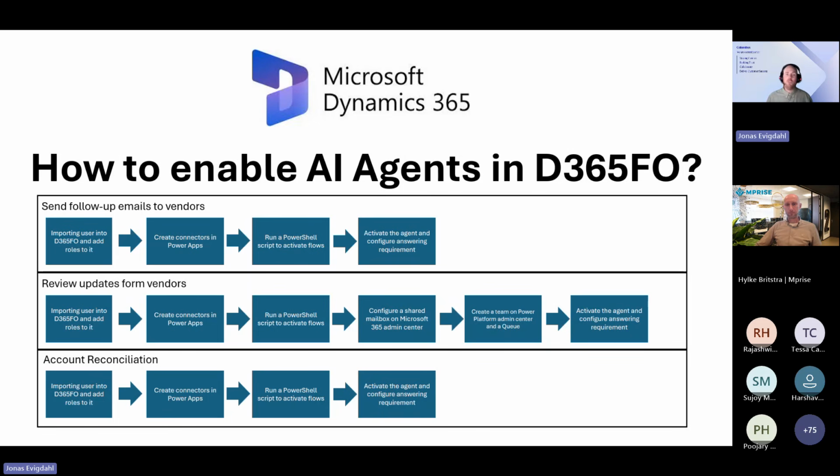If we're talking the review from vendor, we need to do a bit more here, because here we also need to have a shared mailbox that we can use and then create a queue which will copy the email into Dataverse for the agent to actually work with the emails that it will get. And then it becomes possible for us to go and activate the agent in F&O together with the specific information and email address we would like to add in the configuration. So these are the overall steps for actually enabling these agents.